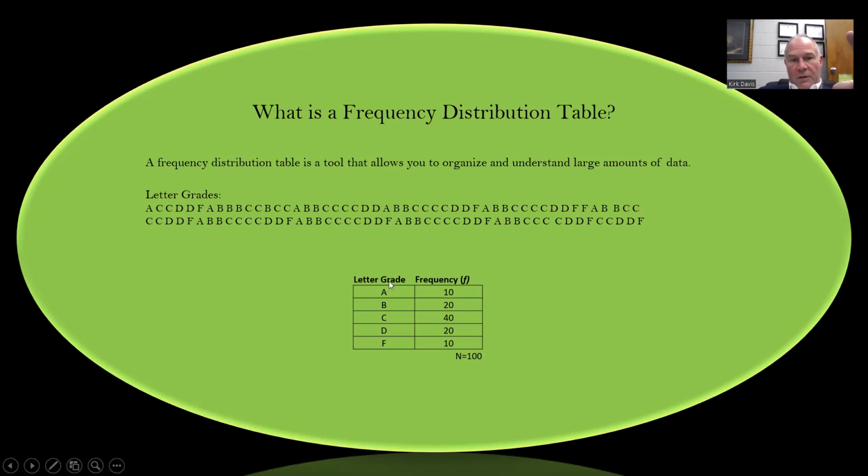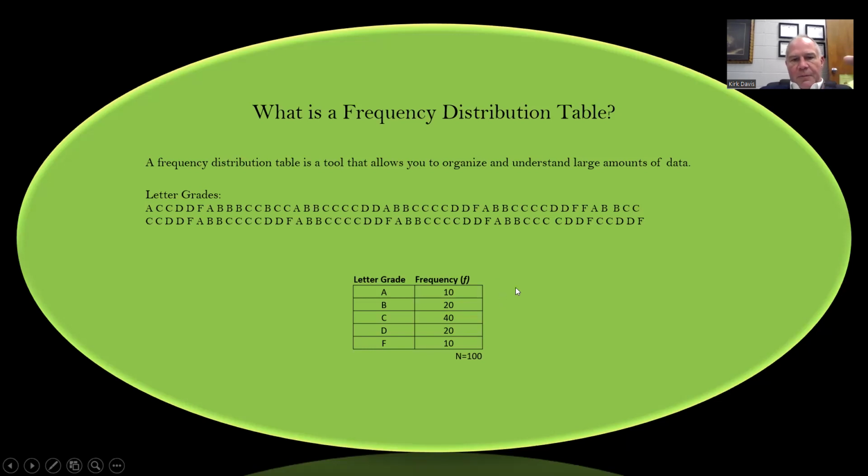In this case, we had letter grades A, B, C, D, and F. Since it's ordinal, we place them in order. If we had nominal data, you could place them in any order that you wish. And then the frequency of each, with the little italicized f being the symbol that we will use. I've given you 100 pieces of data, so N is 100. To me, this is a lot easier to look at and understand the distribution of my grades than the raw data. It's a great way to organize and manage the data and help you understand it.